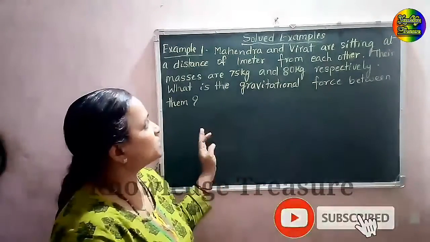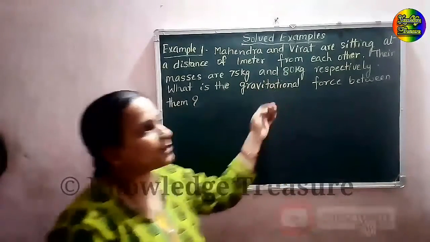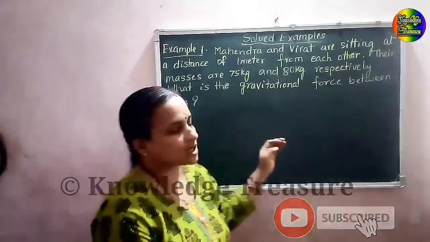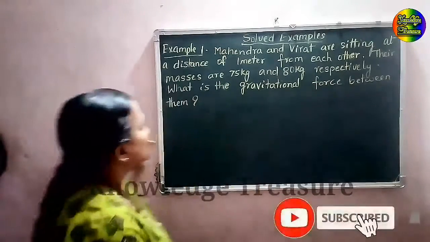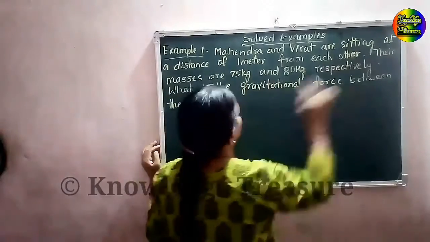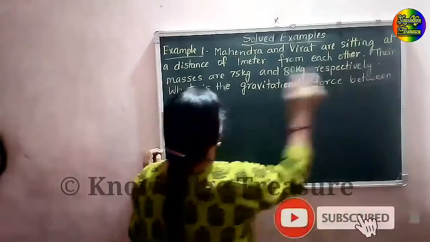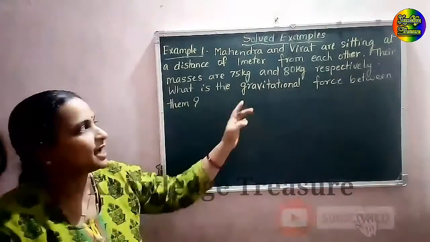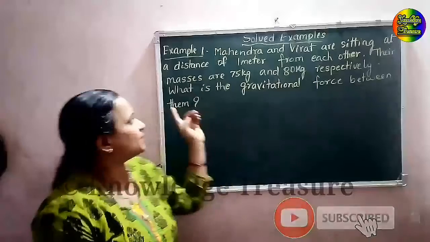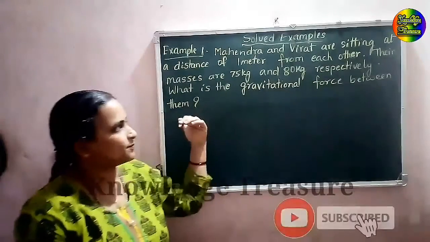Today we are going to solve the numericals which are given in page number 6 of the textbook. Example 1: Mahendra and Virat are sitting at a distance of 1 meter from each other. Their masses are 75 kg and 80 kg respectively. What is the gravitational force between them?